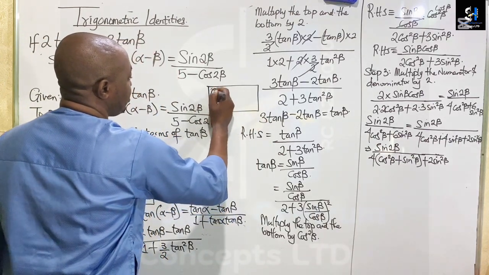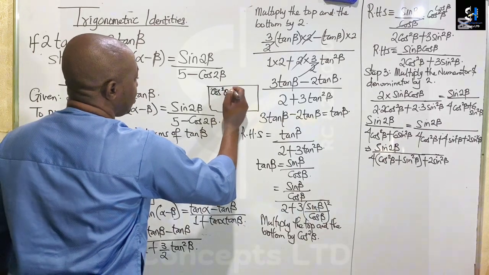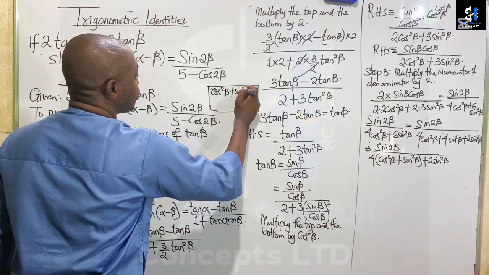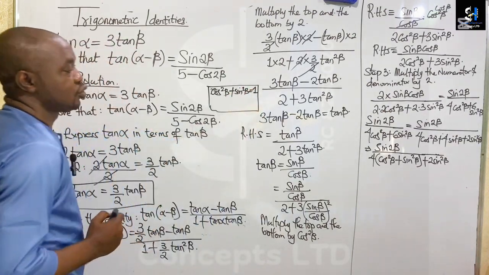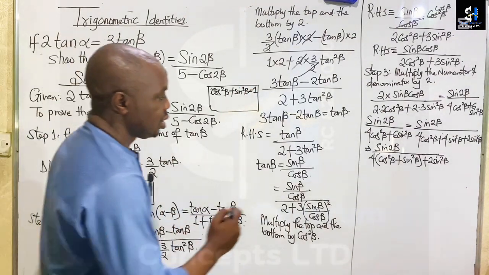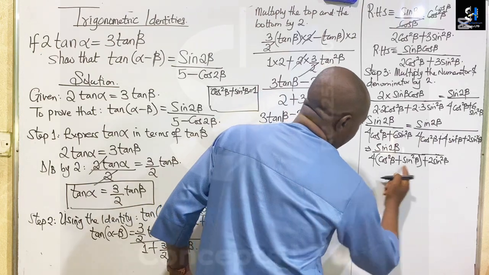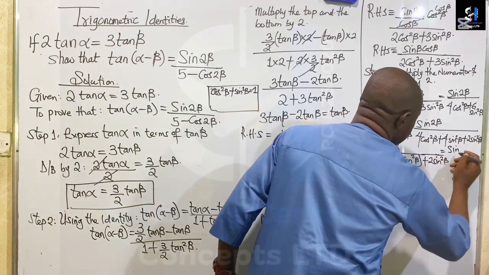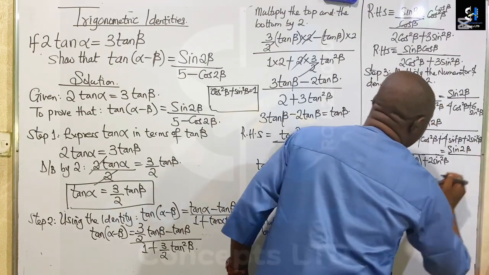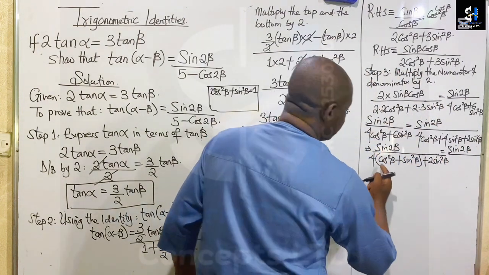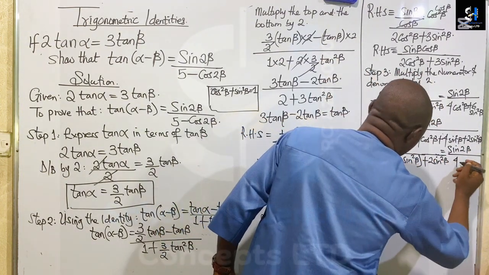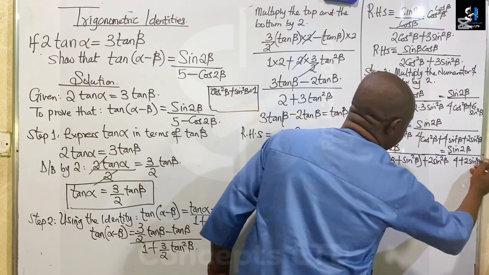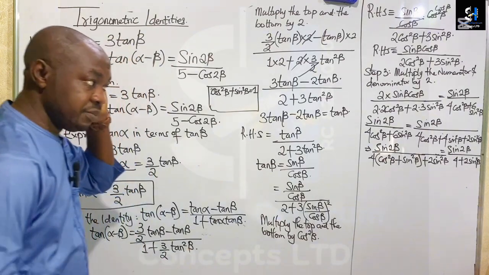We know that cos squared beta plus sine squared beta is equal to 1. So this now reduces to 1, and this becomes sine 2 beta over 4 plus 2 sine squared beta.